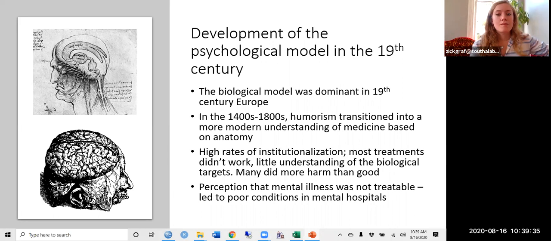So by 19th century Europe, so by the 1800s, biological models of psychopathology were really dominant, and most medical understanding of the time was really strongly rooted in anatomy. The medical tools that were available at the time, it was hard to look at processes happening in living bodies in real time. So most medical knowledge and most psychological knowledge of the time was based on dissection of dead bodies or vivisection of animals.